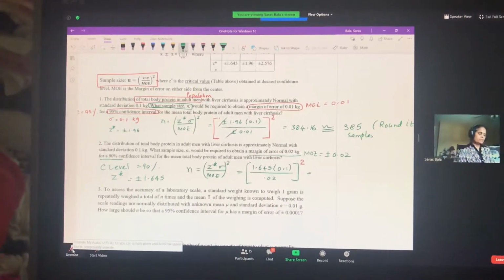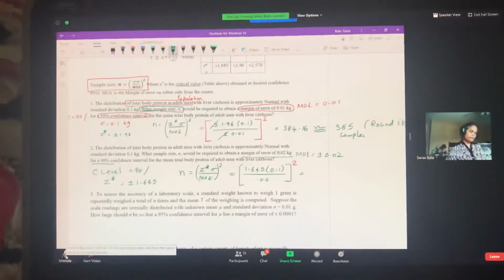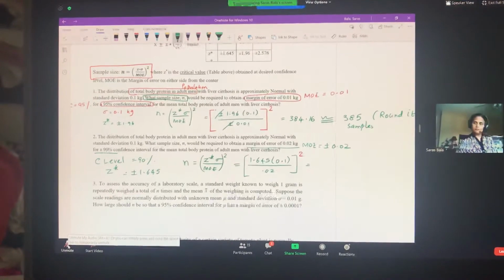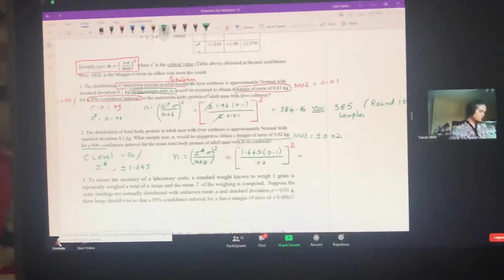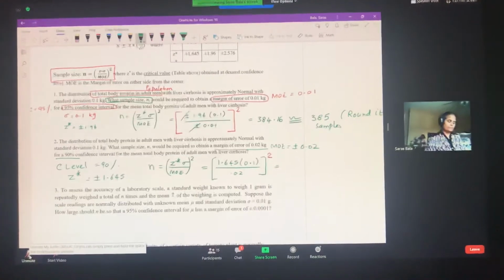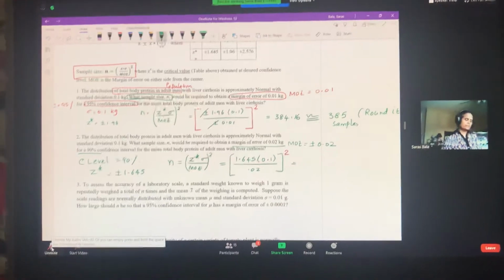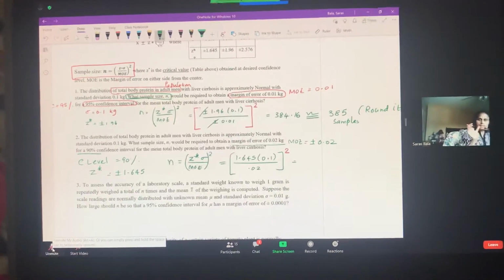So that's going to be equal to, now I'm going to use my TI. So move the cursor, 1.645 times 1.645. You already got the number? No? Okay. I thought 68. Okay. Divided by 0.02. Square it. It is 68. Good job. Thank you.